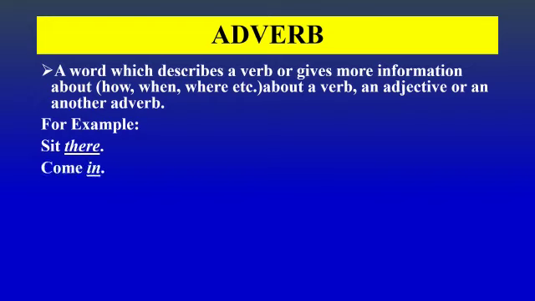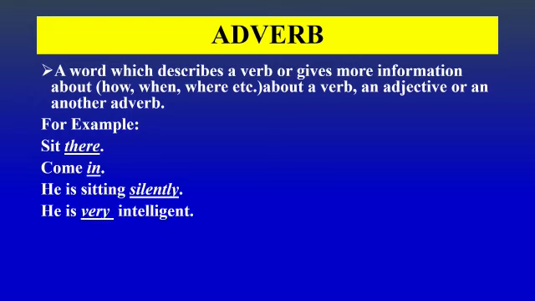The same is there in this sentence, come in. The verb come is modified by the word in. He is sitting silently. In this sentence also, the silently word is an adverb and it is giving some extra information about the verb sit. So in these three sentences, the adverb is used as a modifier for the verbs.